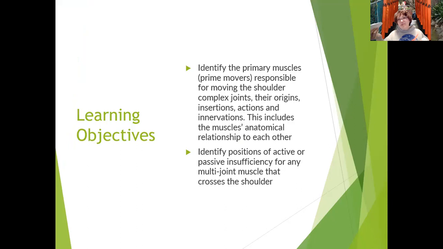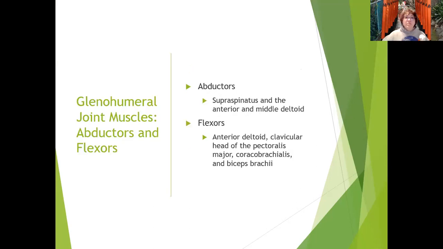So of course we want to identify all the attributes of the muscles. We start to get into some muscles that can have passive or active insufficiency. It's much more common in the lower extremity than in the upper extremity, but it's possible in the upper extremity with some of the multi-joint muscles. So we're going to talk about basically abductors and flexors. Abduction is frontal plane movement, flexion is sagittal plane movement, and the two of them together can be thought of as elevation of the upper extremity.